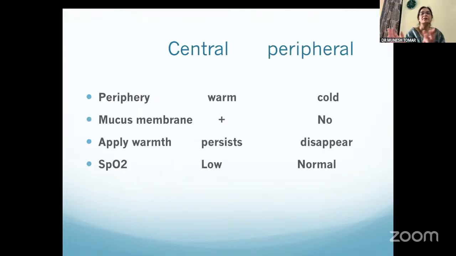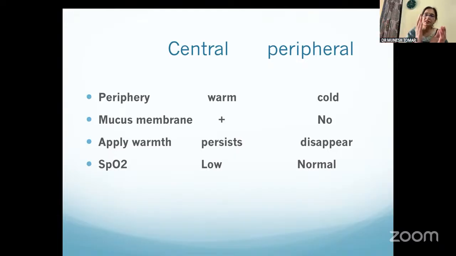So just to differentiate between the central and the peripheral cyanosis: in peripheral cyanosis, the periphery, instead of being warm, could be cold. Periphery means vasoconstriction, because of any reason. It could be because of low cardiac output, or because the temperature outside is cold. Anything like that will obviously give you a cold extremity.